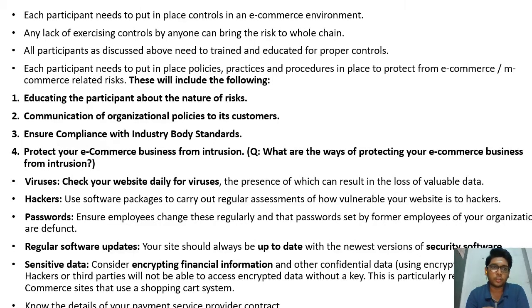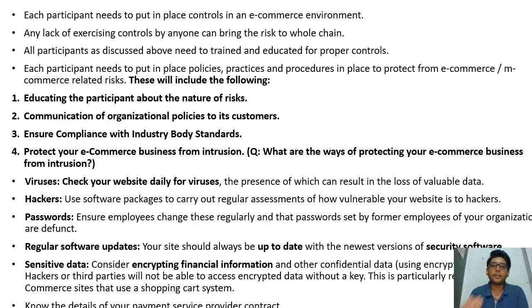These risks include the following: educating the participant about the nature of risk, communicating organization policies to the customer, ensuring compliance with the industrial standard, and protecting your e-commerce business from intrusion. How would this be asked? For example, the question: what are the ways of protecting your e-commerce business from intrusion? Then I should write the following points. First, virus. Second, hackers. Third, passwords. Fourth, regular software updates. Fifth, sensitive data.